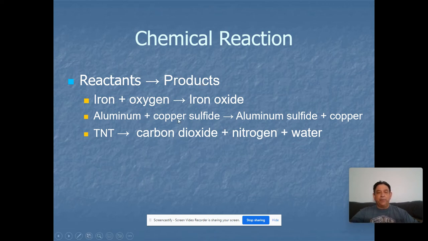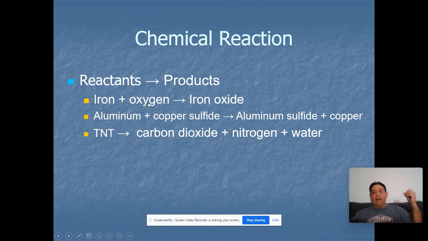So here's some examples. You can take iron and mix it with oxygen. And see, there are two reactants here, iron and oxygen. And this plus separates out the two reactants. So you put the two things together, they combine and they form a substance called iron oxide. Right? So on the right-hand side of this arrow is iron oxide. We said the product is iron oxide, and the reactants are iron and oxygen.